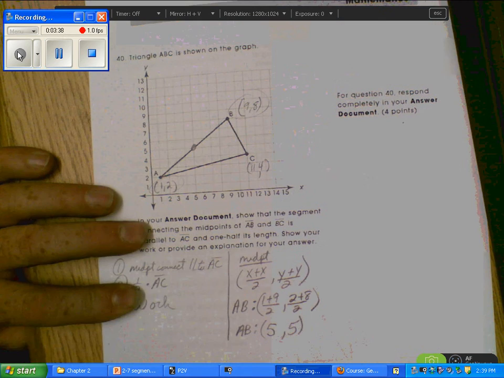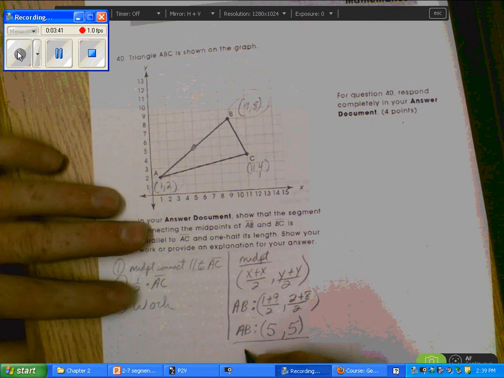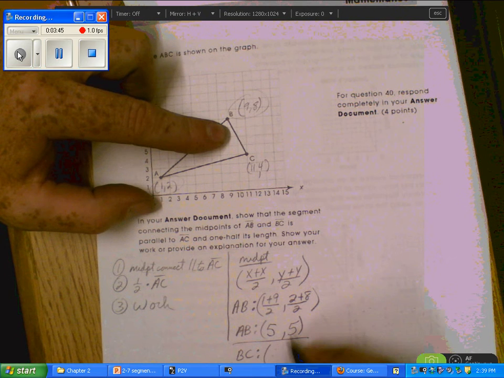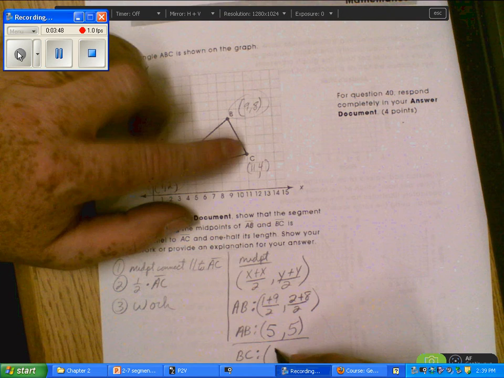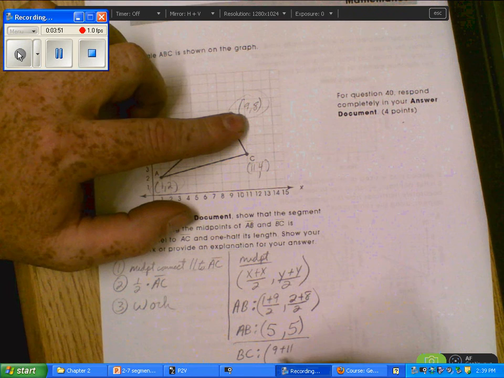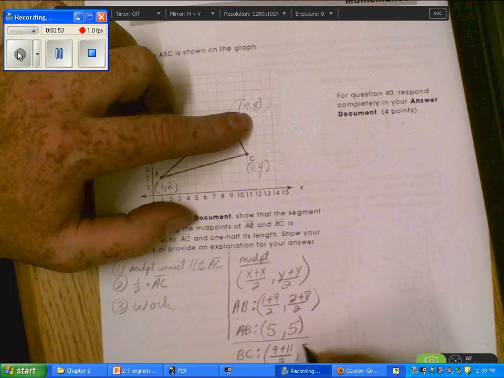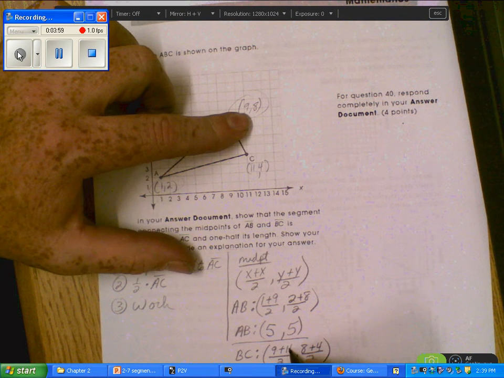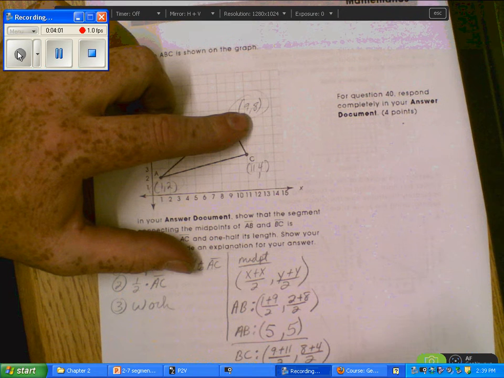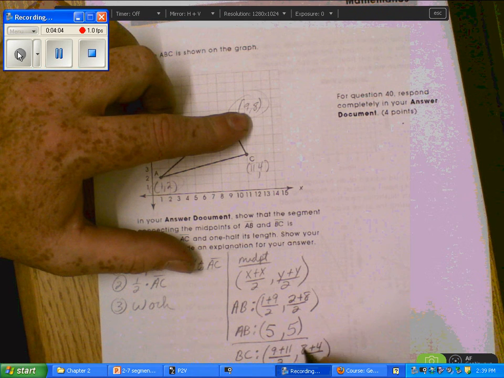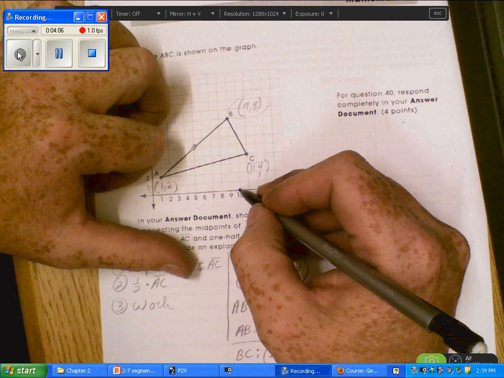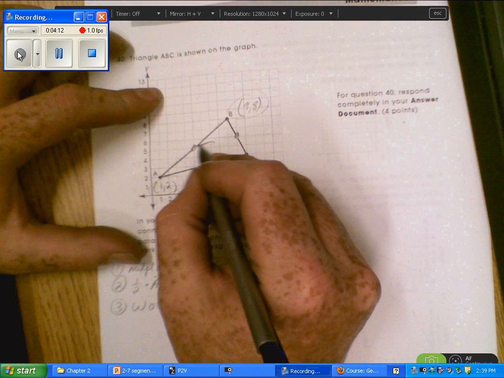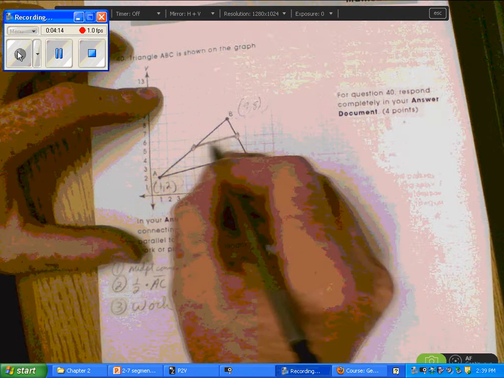Then we find the midpoint of BC. For B and C we've got 9 and 11 for the x's, divided by 2, and 8 and 4 for the y's, divided by 2. 9 plus 11 is 20, divided by 2 is 10. 8 plus 4 is 12, divided by 2 is 6. So you've got 10, 6. So 10 over and 6 up would be right there. And we want the segment that connects those two, so right across through there.